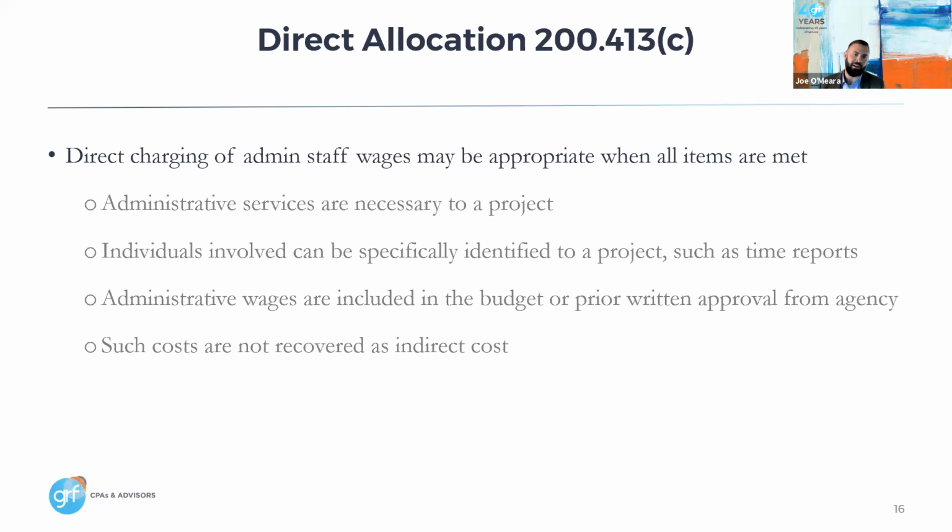And so therefore they directly charge the admin staff wages, and that's allowable and appropriate when all of the items listed here are met. The administrative services are necessary to a project. Individuals involved can be specifically identified to the project, most commonly done through timesheets. Administrative wages are included in the budget or have prior written approval from the agency. So essentially, you're not trying to hide this in the process. You're being upfront as far as how you're going to charge the federal government for these types of costs, and such costs are not recovered as indirect costs. So again, you're not double dipping on those costs.